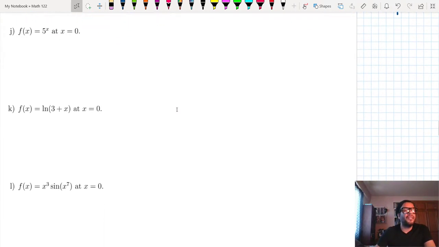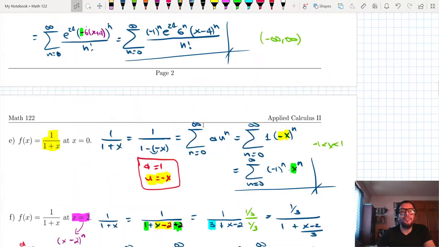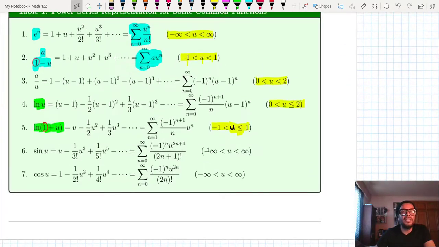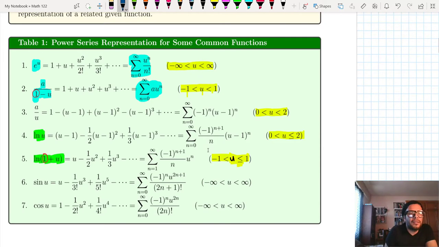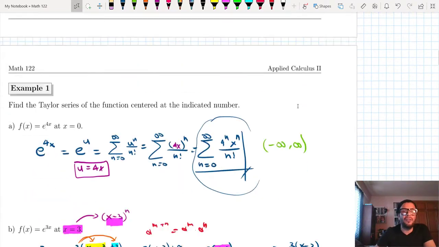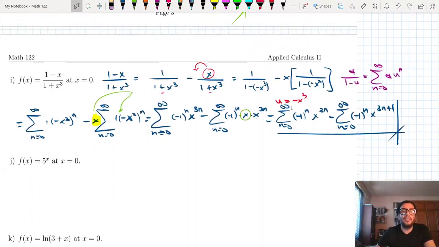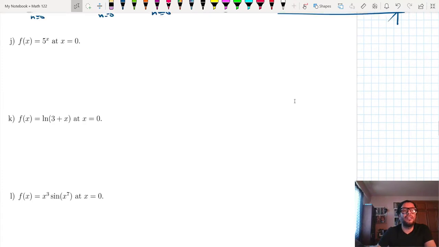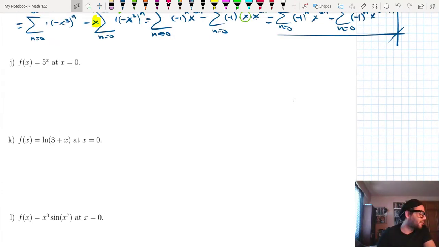Letter J. What about letter J? Well, in this case, we have some number to the x power. Well, this is an exponential function indeed. However, notice the base of the exponential is other than e. It doesn't match this form right here. It's not e to the u. It's some other base other than e. Can we do series representation for that? Yes, of course. We are going to use a little trick to get that done.